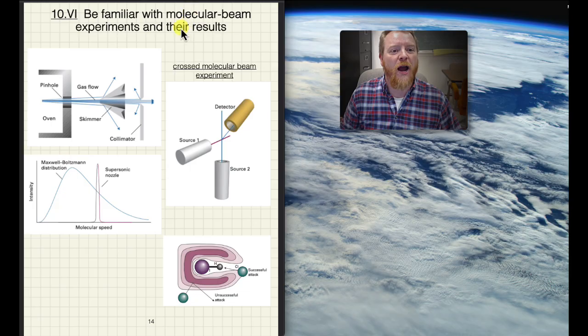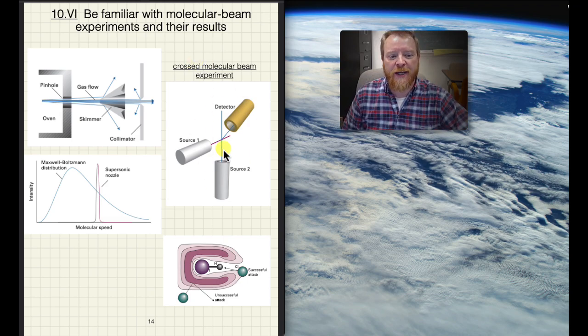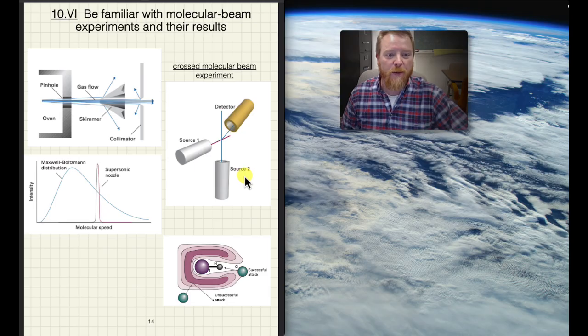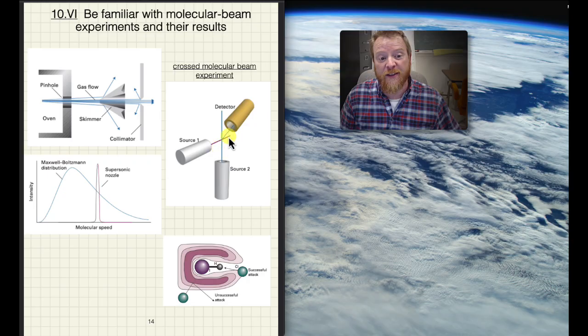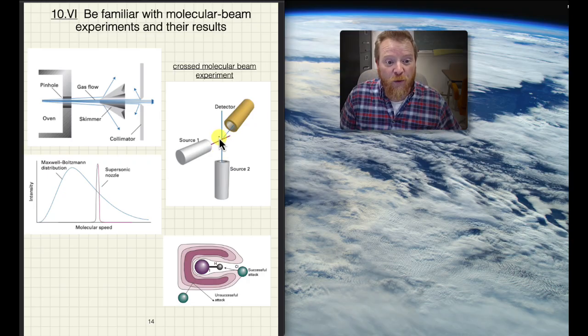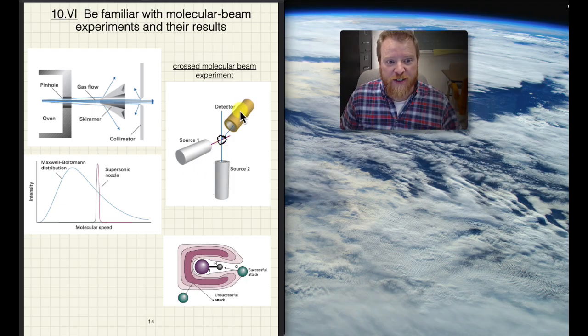So I first want to describe what a molecular beam is and how they're made, and then what their results are. This is the basic diagram of a crossed molecular beam experiment, where we have source number one, one molecule type, source number two, a different molecule type, and we can fire these in this way and create a collision at a specified area where the products of that collision can be detected with this detector.